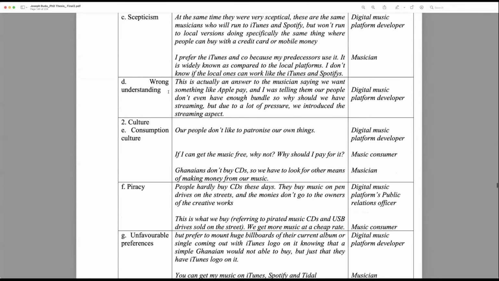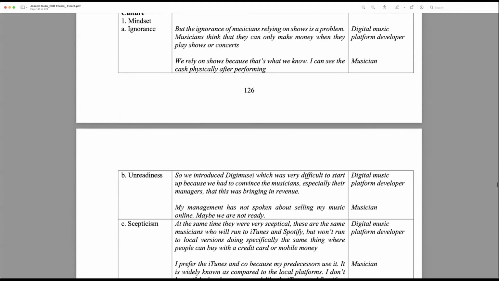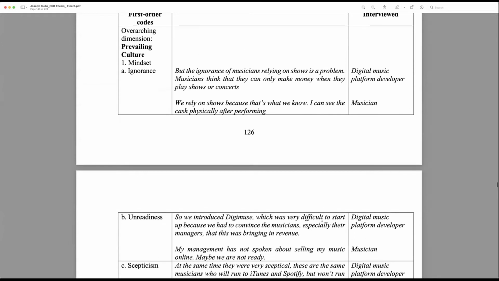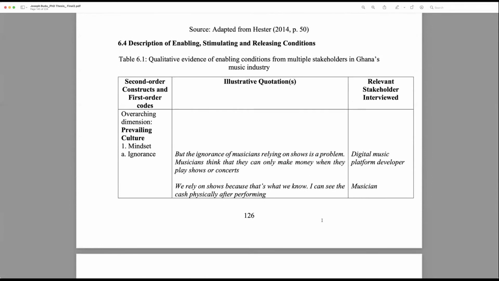That's number 2, culture. Okay, so let's look at the other point on readiness. We introduced DigiMuse, which was very difficult to start up because we had to convince musicians, especially their managers, that it was bringing in revenue. Then the musician says, my management has not spoken well about selling music online. Maybe we are not ready. So there's unreadiness here. He looks at unreadiness and ignorance and generates a variable called mindset. After that, he generates another one called prevailing culture. So if he's going to draw conclusions, the conclusions are going to be based on prevailing culture.